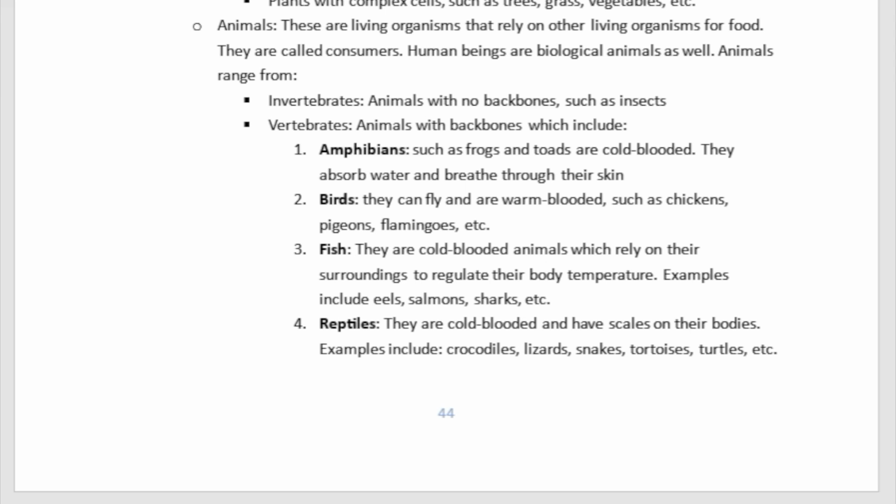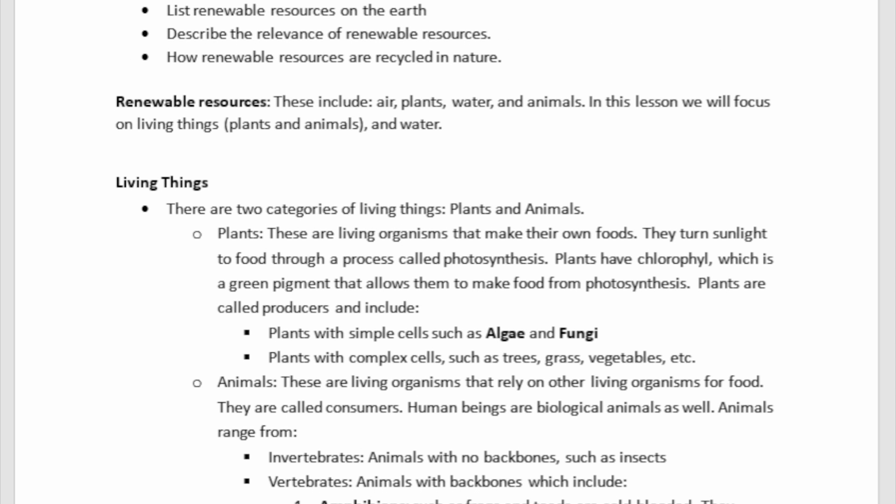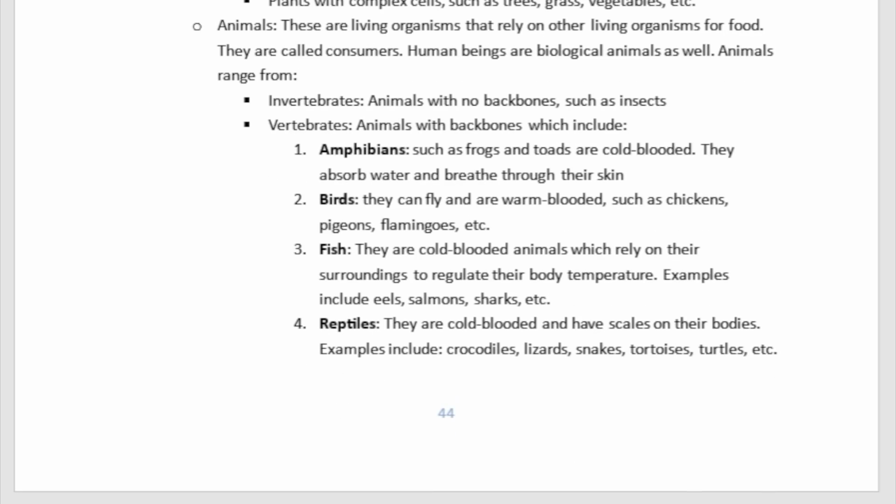And then there are mammals. Now, humans are in the category of mammals. And mammals are things like elephants, whales, cats, dogs, and of course, humans. So all these are renewable resources in the planet.